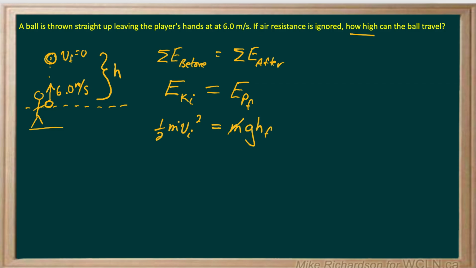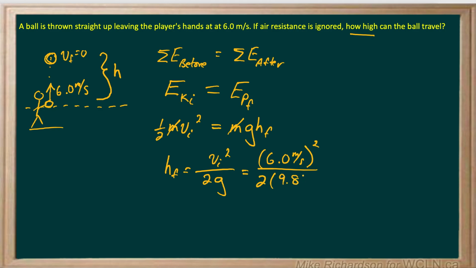And there's an m in every term, so we cancel them off. And if we solve it for h final, I get h final is v initial squared divided by 2g, which is 6.0 meters per second, all squared, my initial velocity, divided by 2 times 9.8 meters per second squared, gives me 1.8 meters, maximum height.